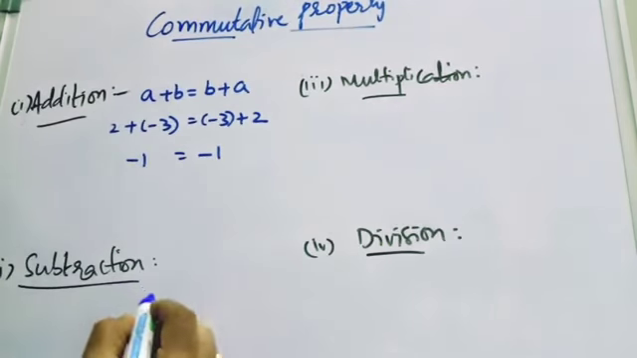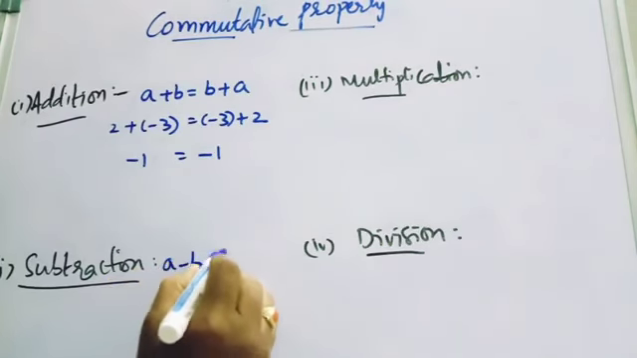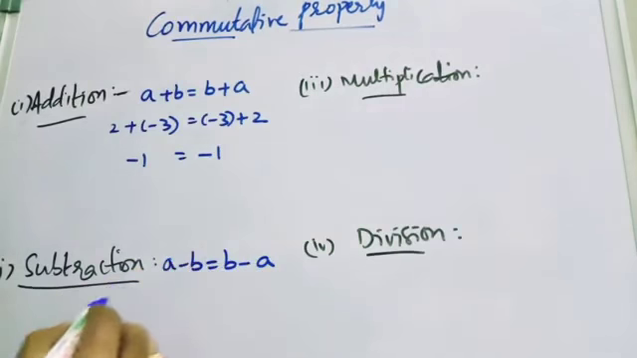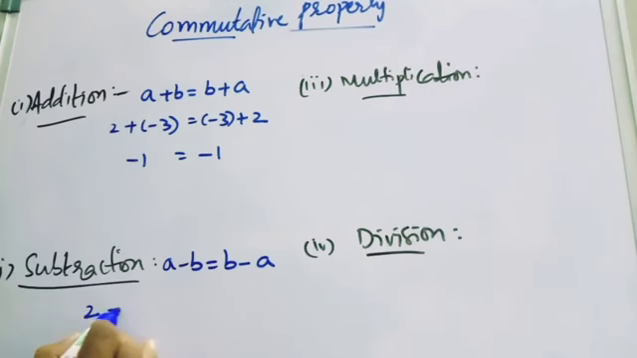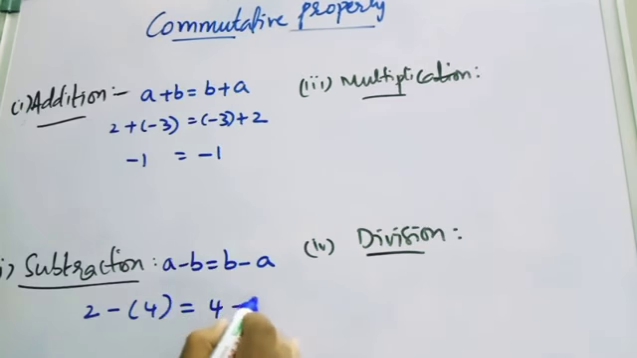The next we will go with subtraction. Here we can say that a minus b is not equal to b minus a. Taking an example, I take a equal to 2 and b equal to 4. So 2 minus 4 is equal to minus 2, and 4 minus 2 is equal to positive 2. So this is not equal. We can say that subtraction is not commutative for integers.